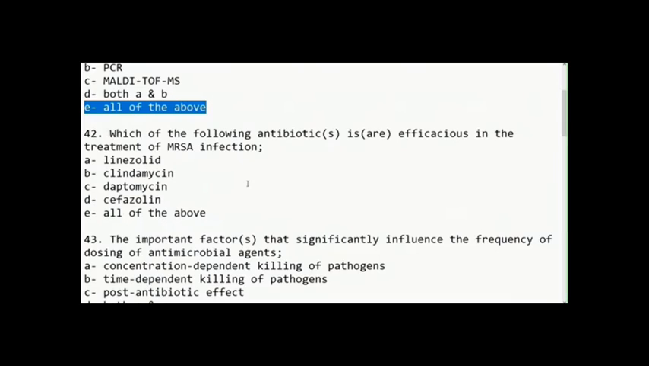So the second MCQ, which of the following antibiotic or antibiotics is or are efficacious in the treatment of MRSA, that is methicillin resistant Staphylococcus aureus infection? Options are linezolid, clindamycin, daptomycin, cefazolin, and all of the above. So the correct option is all of the above.